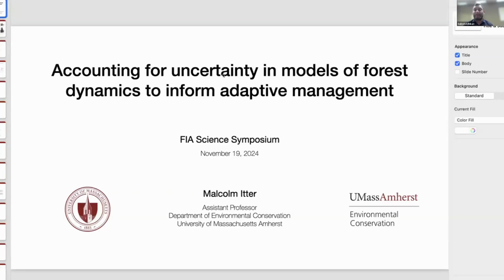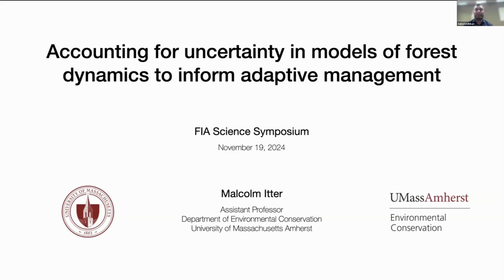Okay, so to begin with, our first presentation is titled Accounting for Uncertainty in Models of Forest Dynamics to Inform Adaptive Management Decisions. This is the presentation by Dr. Malcolm, and this research is about exploring Bayesian dynamical models that address the crucial need for quantifying, prioritizing, and propagating uncertainty in predictions of forest dynamics. So let's welcome Dr. Malcolm. Malcolm, the floor is yours.